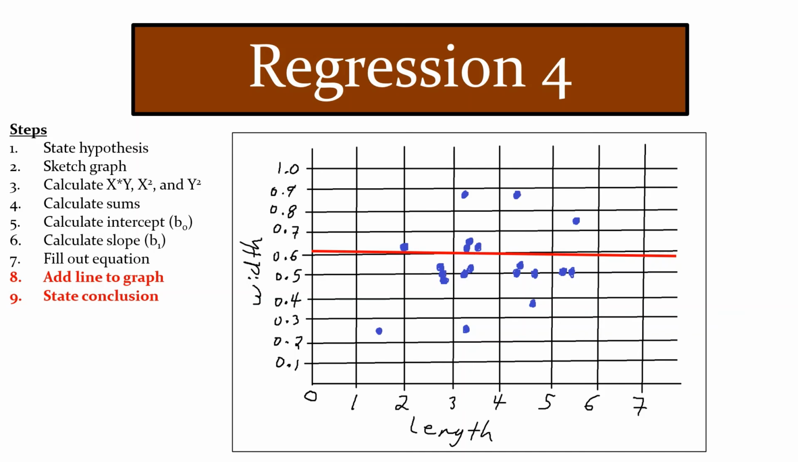We can see that the intercept, which is here, is what y is when x is 0. We see that as 0.62. And then the slope is how this line changes, and we see that it changes very slightly negative actually, as length increases, width slightly decreases. But it's so little different from 0 that we can state the conclusion that there's no significance.